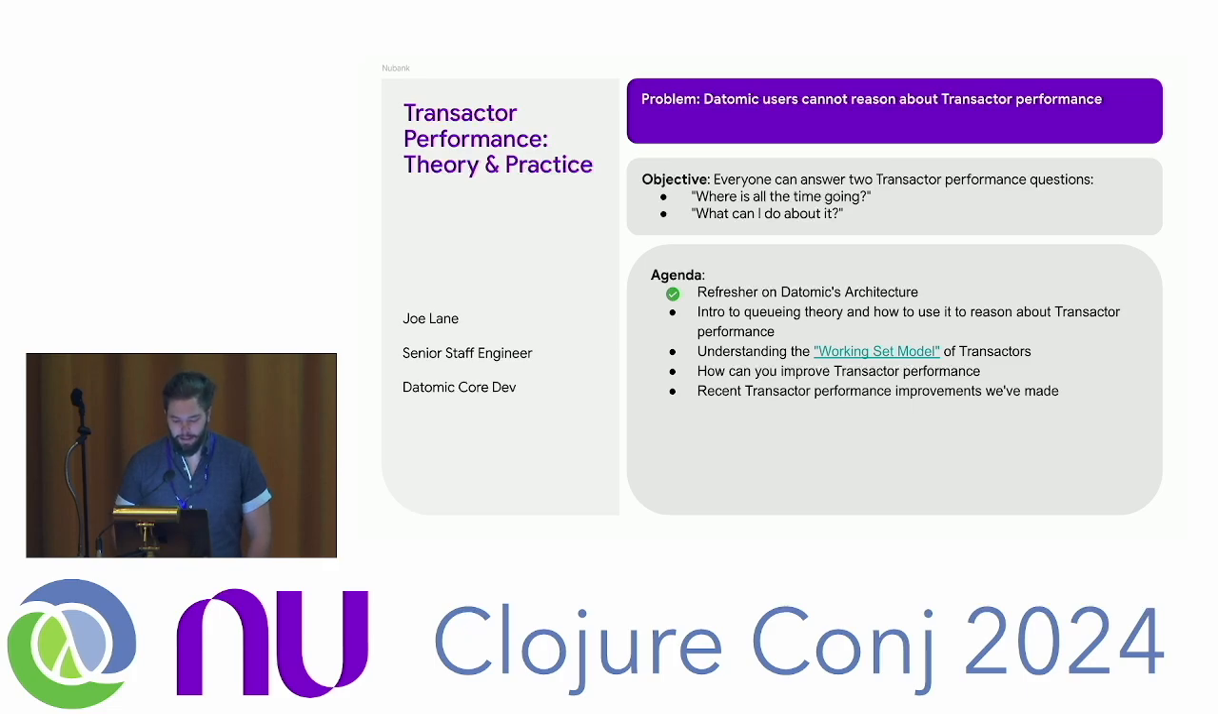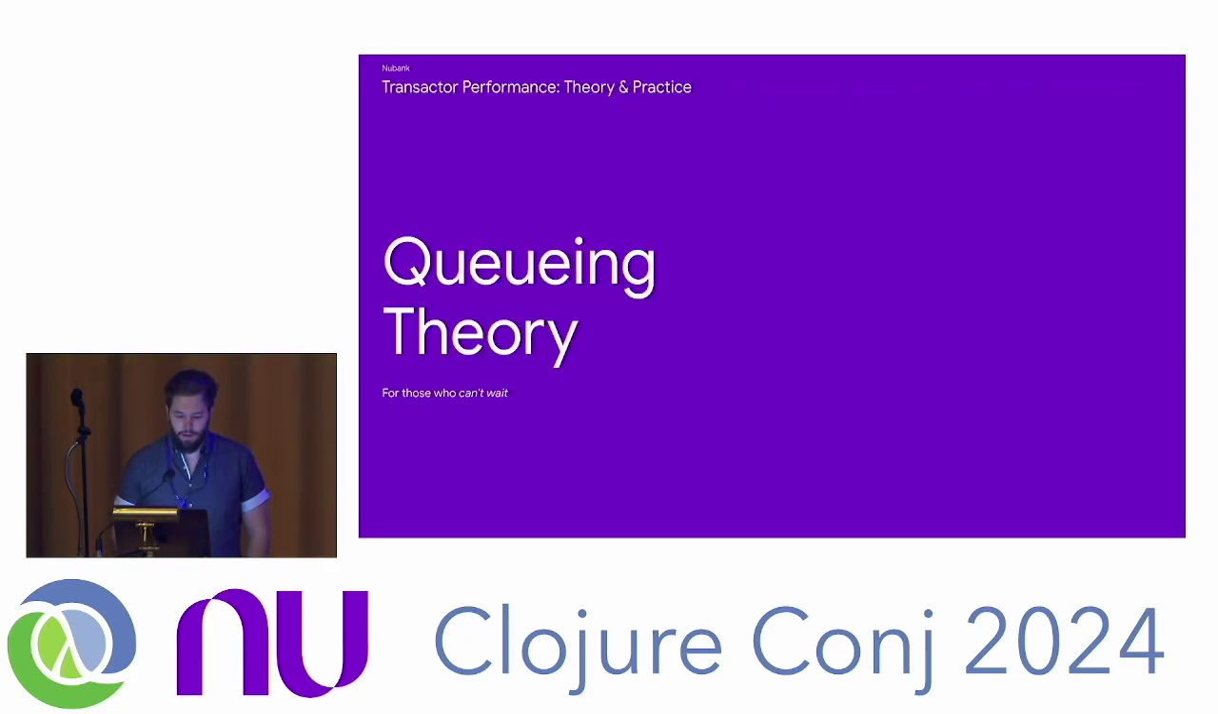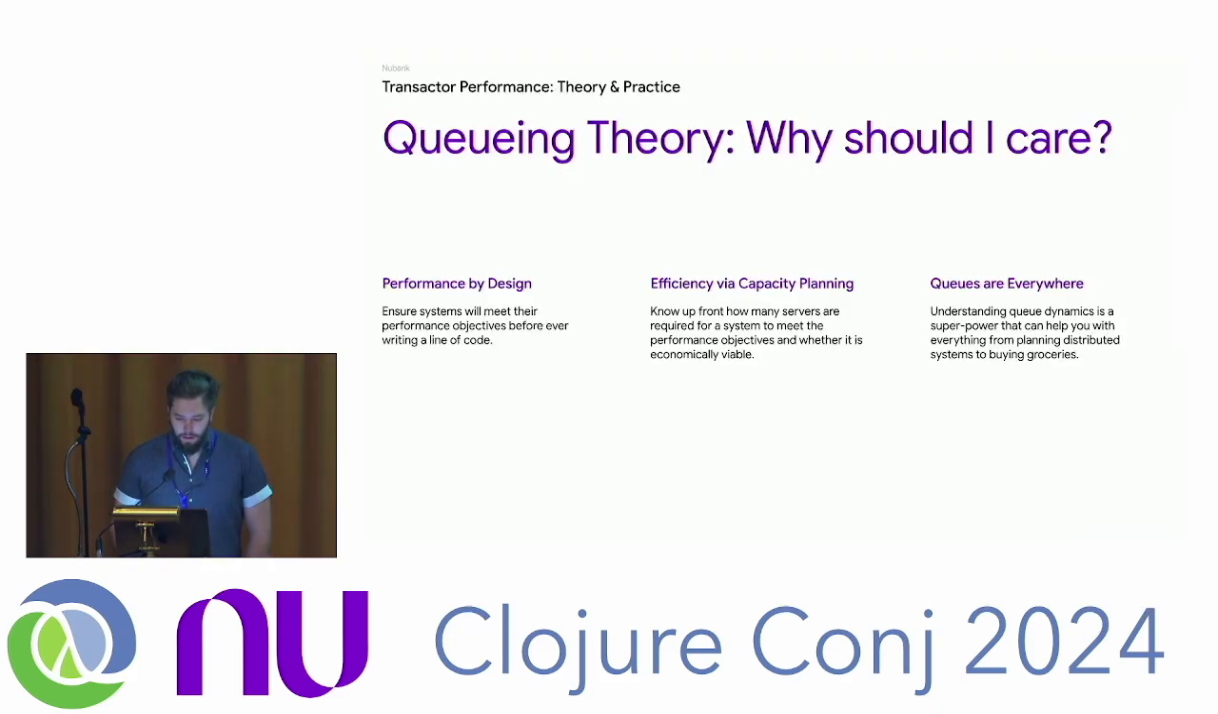So let's dig in a little bit into queuing theory. So why do you care? Why would you care about queuing theory at all? So one reason is that you're trying to ensure performance by design. So you want to make sure that your system will meet the performance objectives before you ever actually write a line of code. You want to know if you're going to fail early so you can do something else.